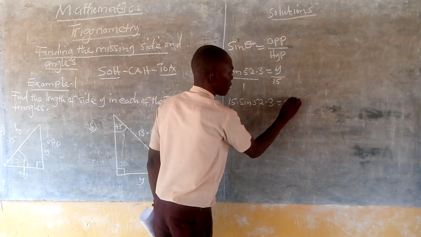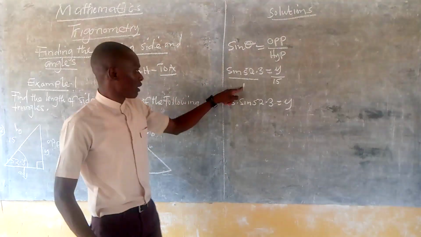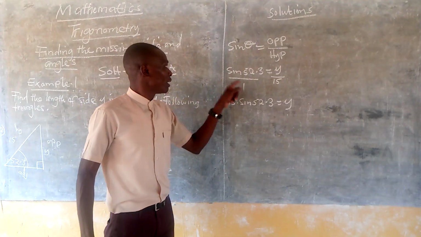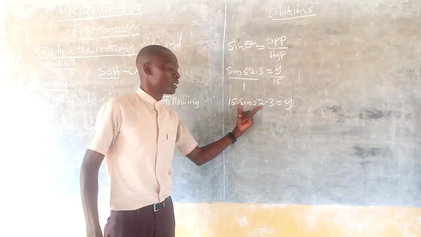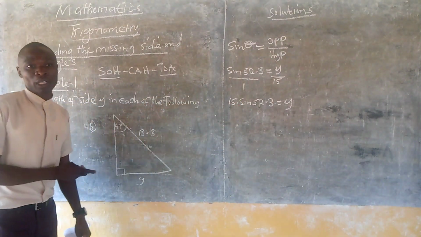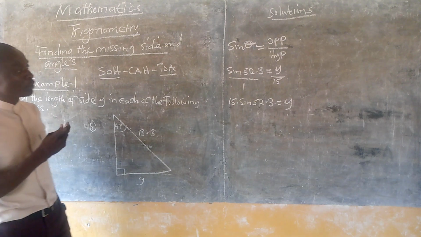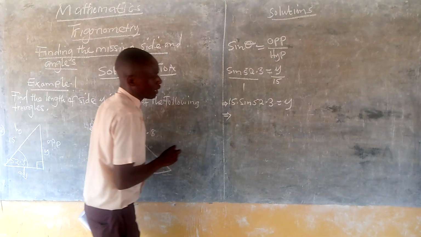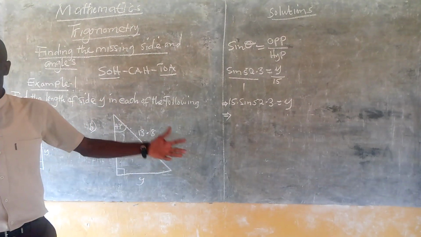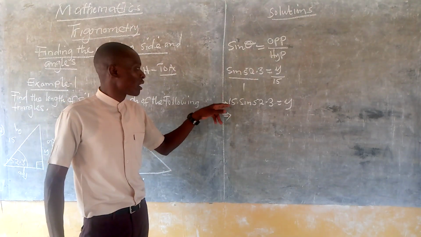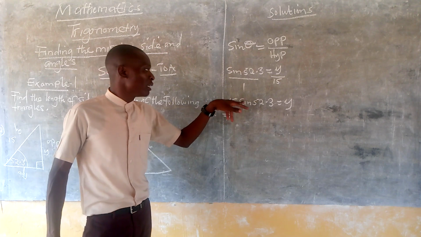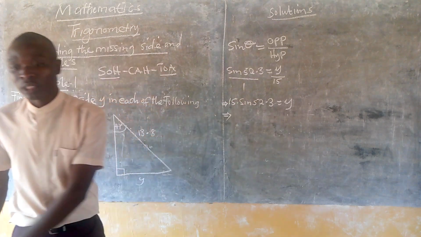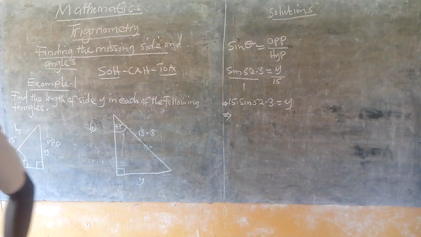52.3 equal to what? Y. So this one has multiplied the y, which is just y, and then this one multiplied by 15. So this is paper 2, okay? This question comes in paper 2, so you are allowed to use a calculator. You can punch on your calculator 15 multiplied by sine 52.3. What are you going to have?